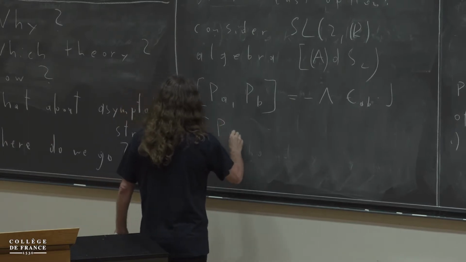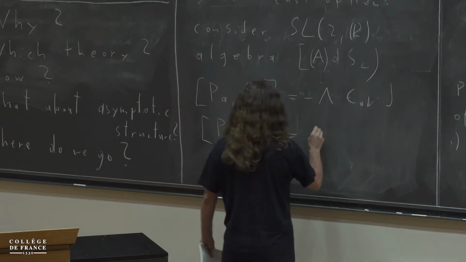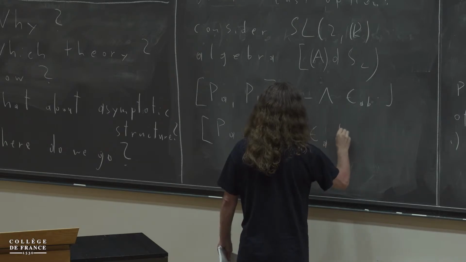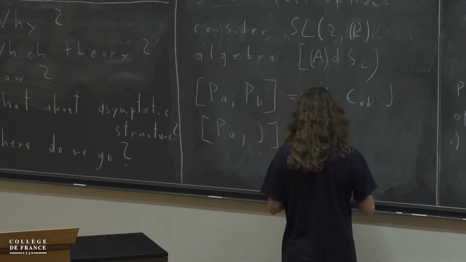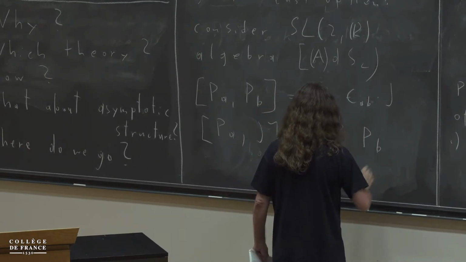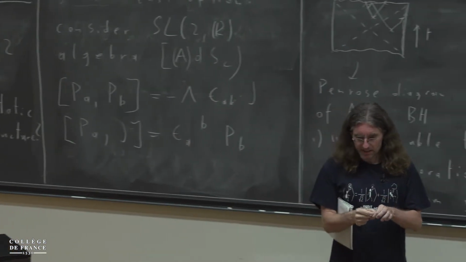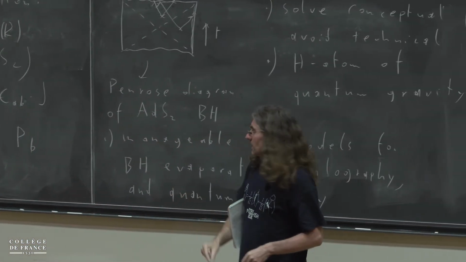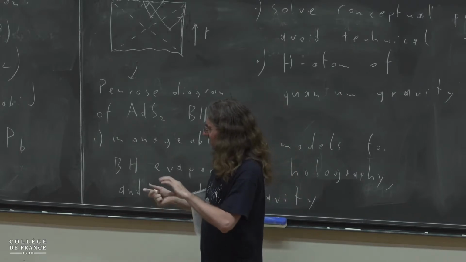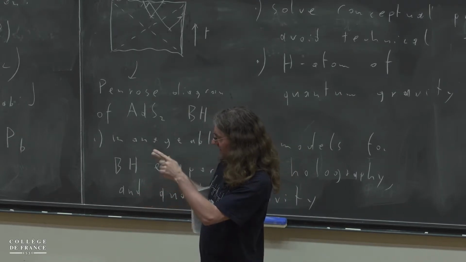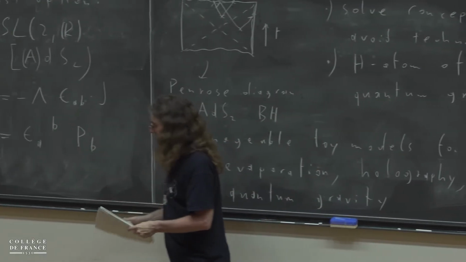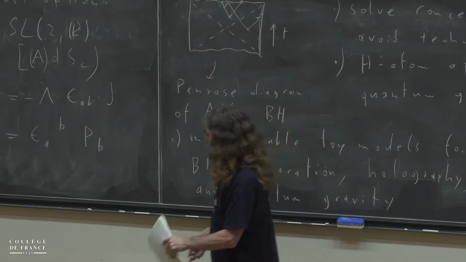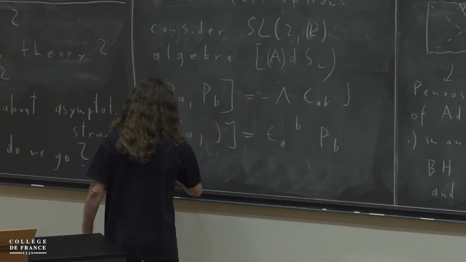And the commutator between translation and boosts has the same form as in Poincaré, so it's epsilon_AB times P_B. So if you translate first and then you boost, and you boost first and then translate, the difference between these operations is another translation. And A, B here have the range 0 and 1.